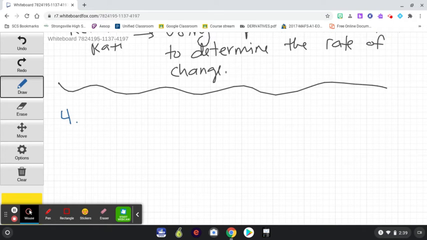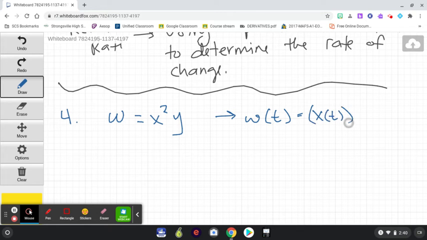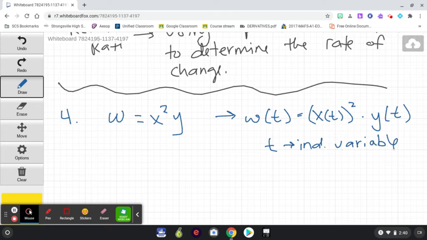It says functions w, x, and y are differentiable with respect to time and are related by the equation w equals x squared y. Really what that means is that w of t is equal to x of t squared times y of t, but look how messy that is, okay? So they're telling you that w, x, and y are all functions of time. Time, or t, is the independent variable, all right?